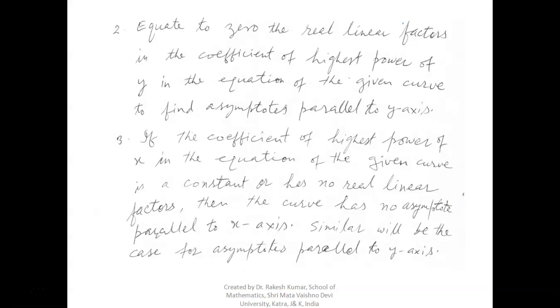And the third is, if the coefficient of highest power of x in the equation of the curve is a constant or has no real linear factors, then the curve has no asymptote parallel to x-axis. Similar will be the case for asymptotes parallel to y-axis.